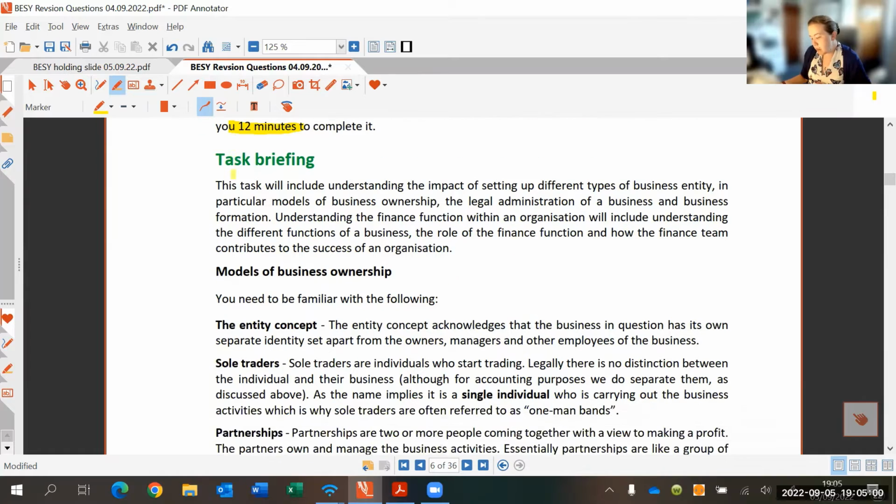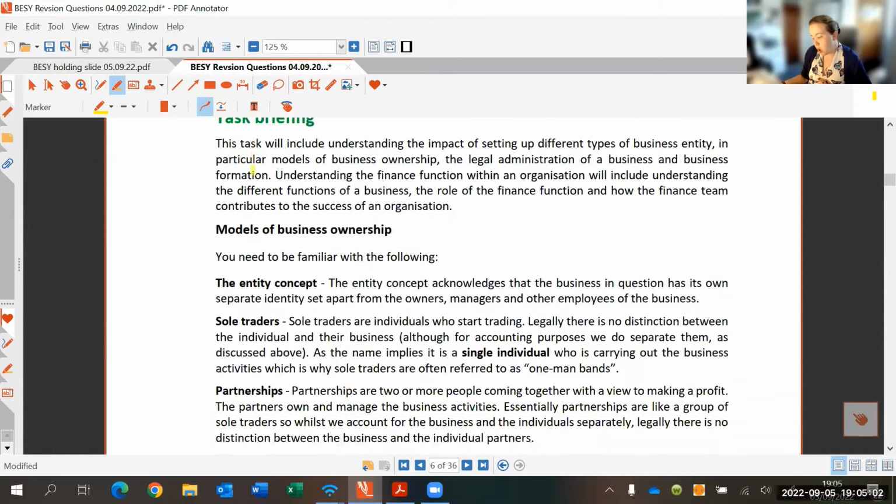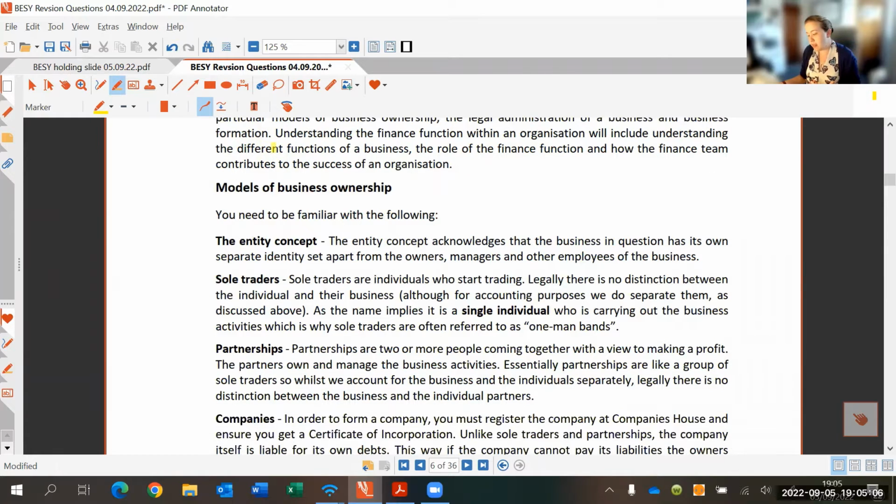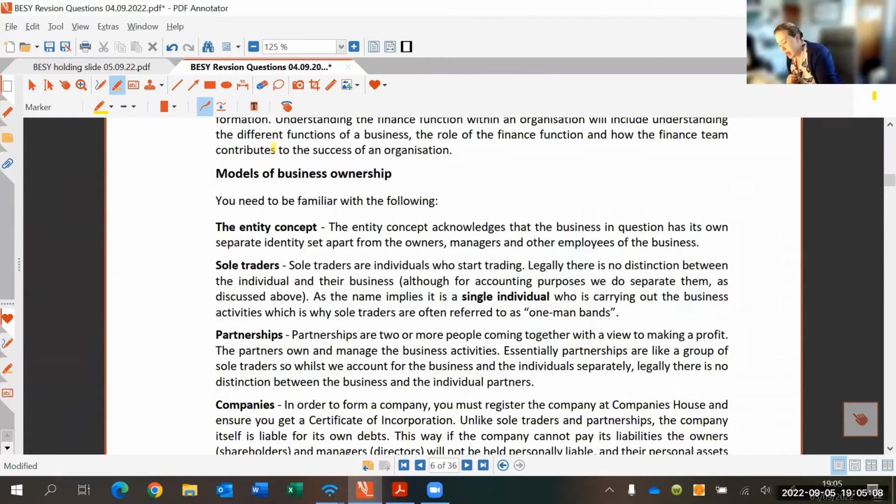You may be asked about different types of businesses, so you're going to need to be familiar with business entities and the idea that maybe your business might have a different identity from the owners, or it might all be fixed in together, and it can exist on its own in a way.